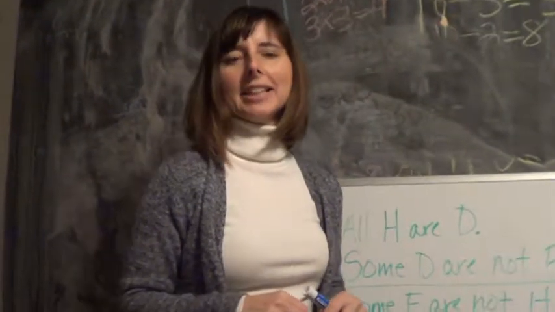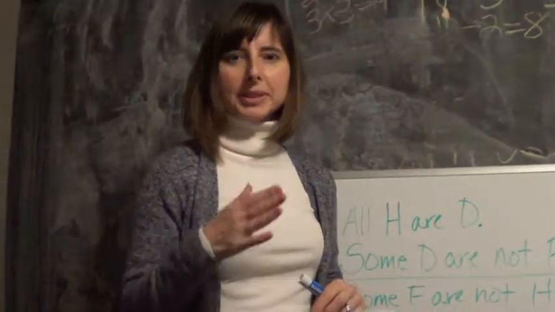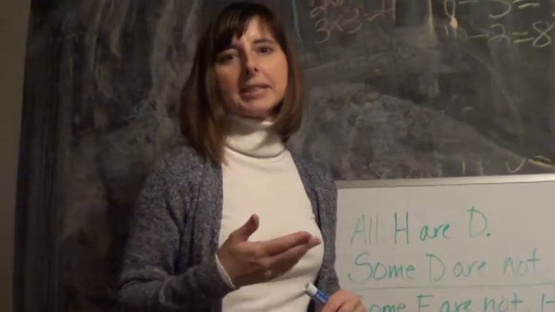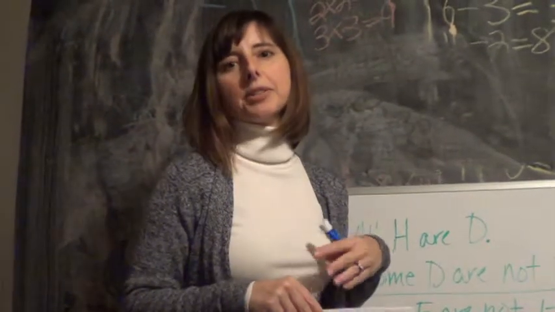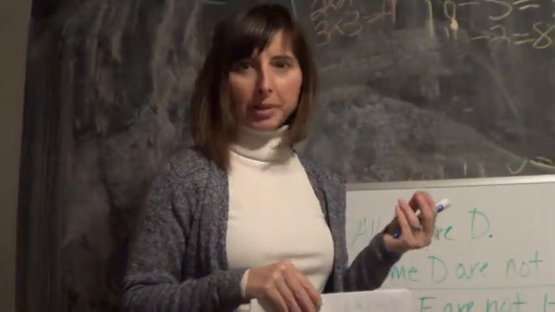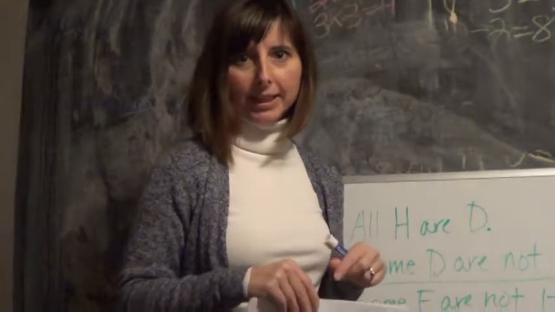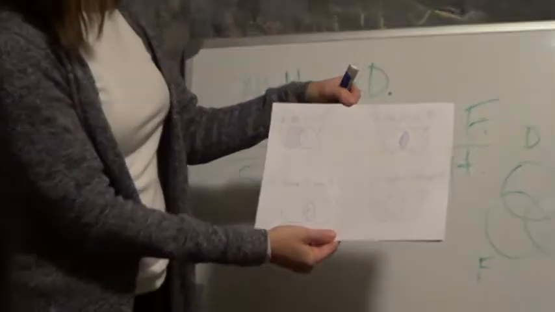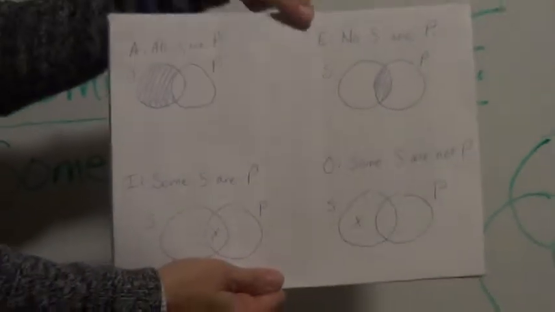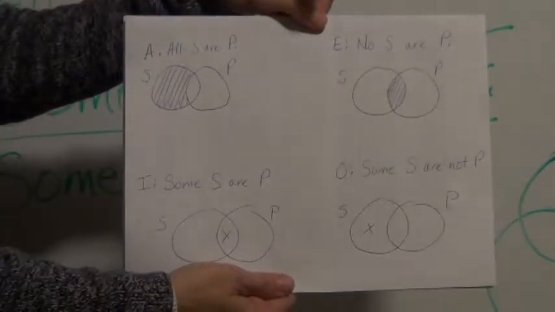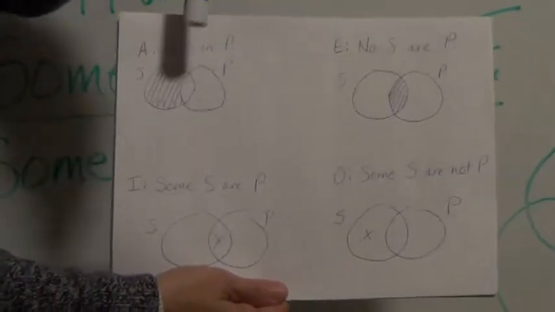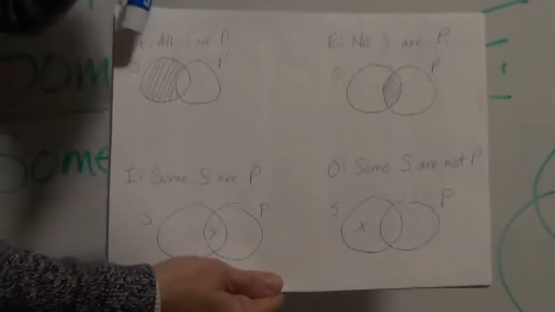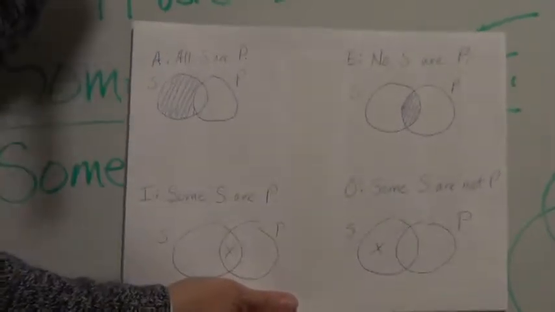Hi, I'm Dr. Nicoletti, and I wanted to post this video so that you have some examples of how to use Venn diagrams to test for validity when you're looking at categorical syllogisms. So the first thing I want to review from a previous section is that you have to make sure you know how to do each of the four standard propositions, what the diagram is for each of those.